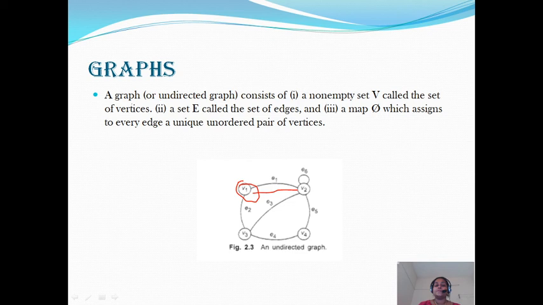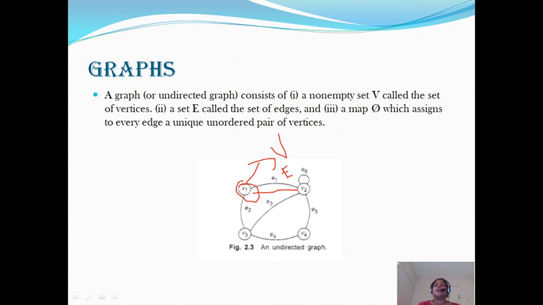In the theoretical way, nodes are called vertices, which are represented by capital V, and lines are called edges, which are represented by capital E. So a graph consists of a non-empty set of vertices, because if no vertices are here, then there will be no graph. It is a null graph. If there are no vertices, no edges will be there, so the diagram will be blank.